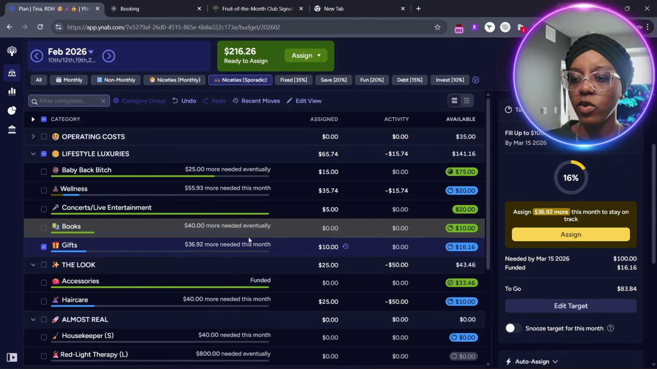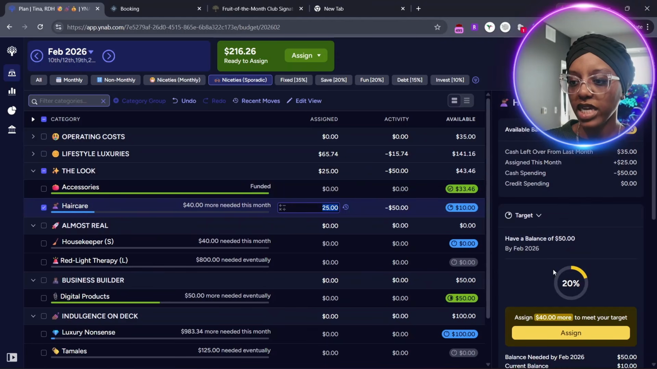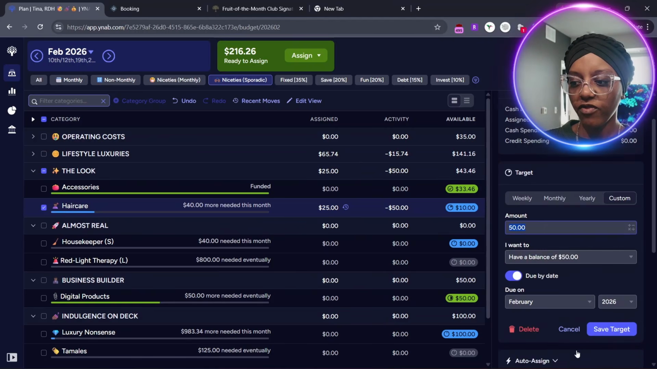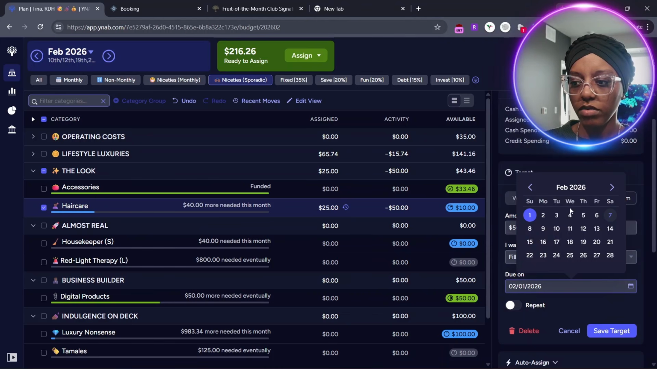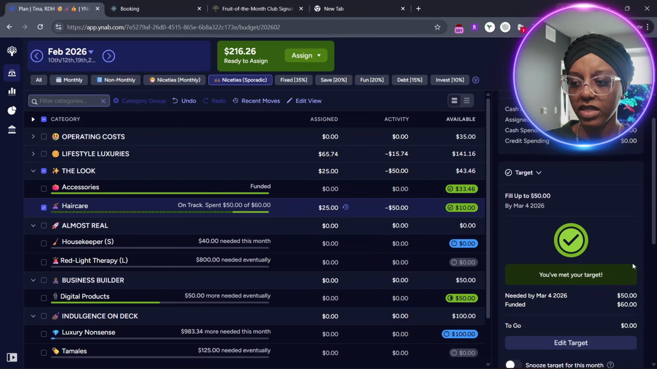Okay, but how come this one works? Because I never spend any money. The hair one's not working because I spend money. Because what was this? This was fill up to. If I do fill up to here as well, oh, maybe this will work if I just do it like this. Track, spent 50 of 60. I haven't met my target.